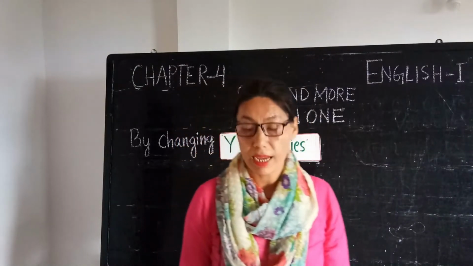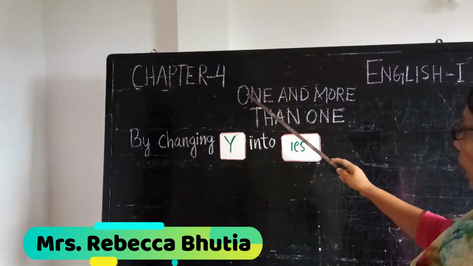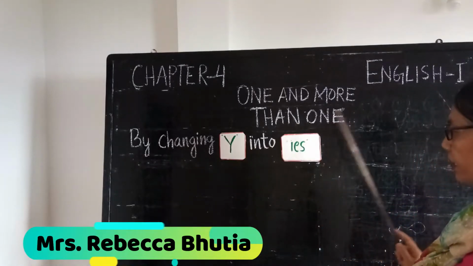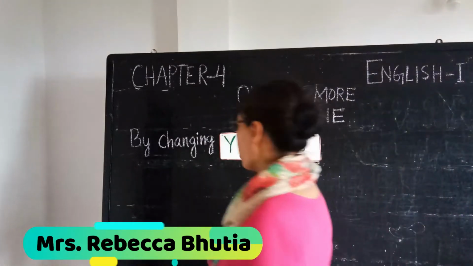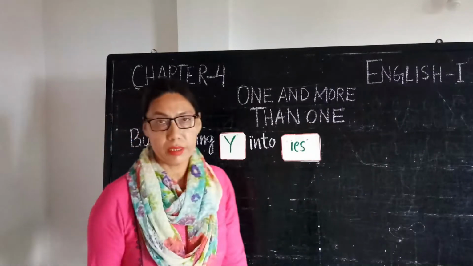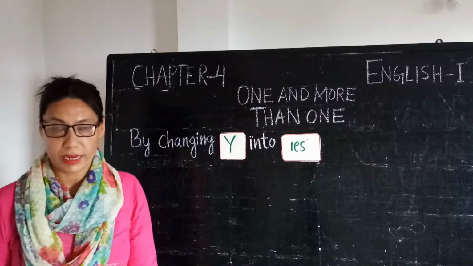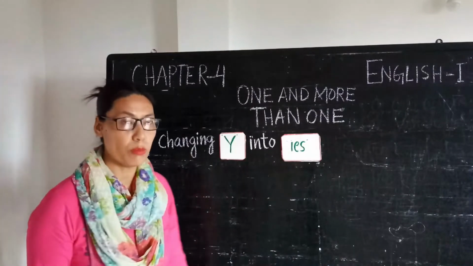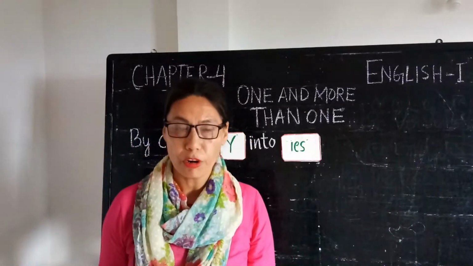Today in English class, we will learn to make one and more than one by changing y into ies. We change y into ies to make more than one if the naming word has a consonant before y.